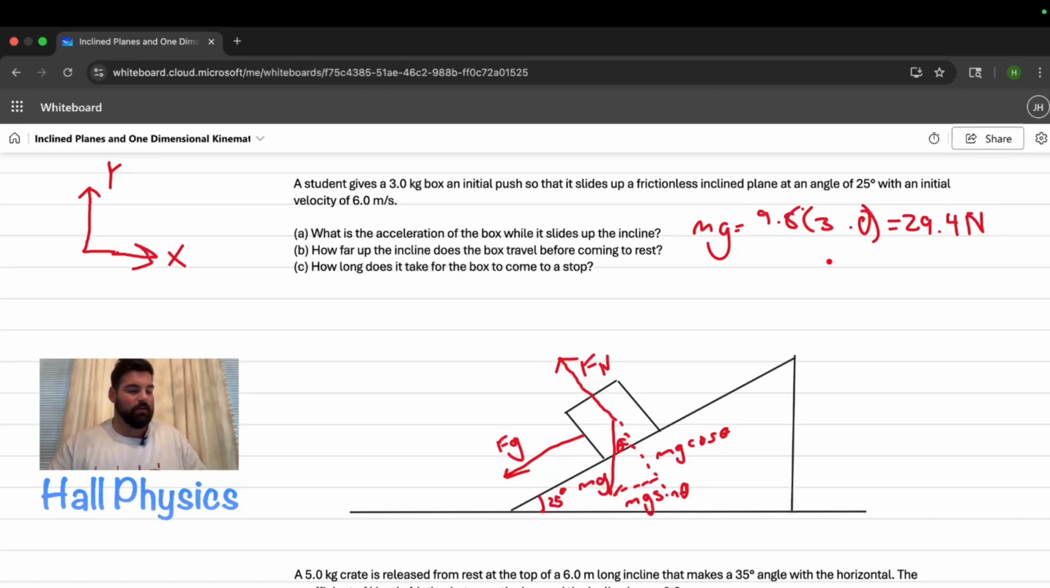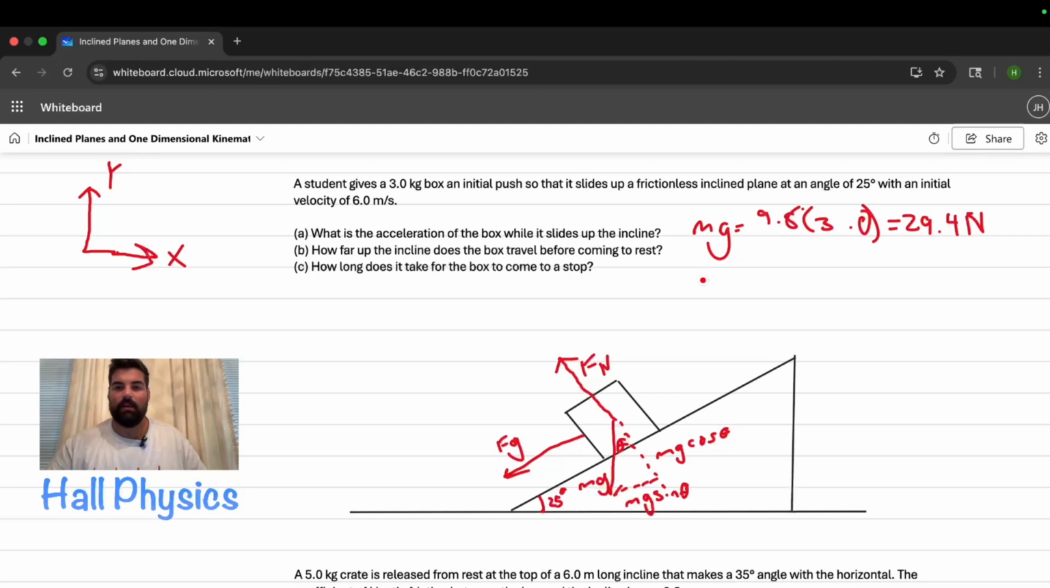Now we want to know the acceleration of the box. So we can say that the net force in the x direction is equal to mg because we only have one force going in the x direction. This box is not moving up and down vertically on the ramp, it's only moving horizontal, and we only have one force acting on it since we have a frictionless surface.